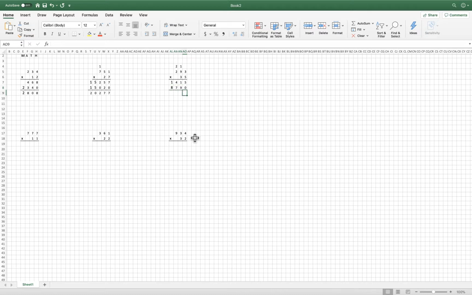and add them up. So we got 5. 9 plus 1 is 10, carry the 1. 4 plus 7 is 11, plus the 1 that we carried is 12. Carry the 1. 8 plus 1 is 9, plus 1 is 10. So then it's going to be 10. And that's our answer.